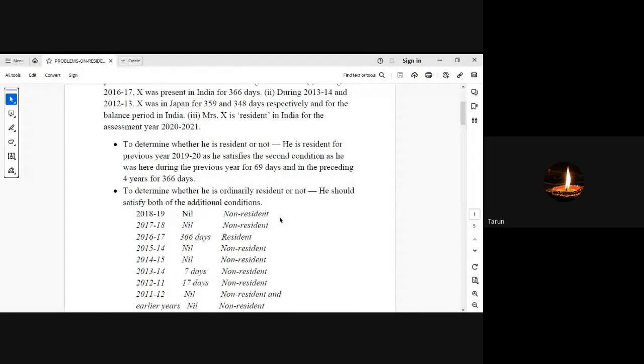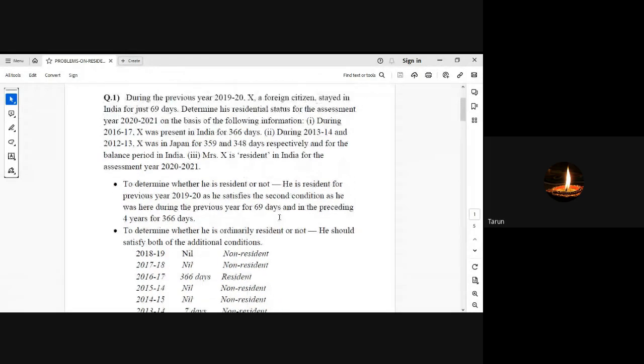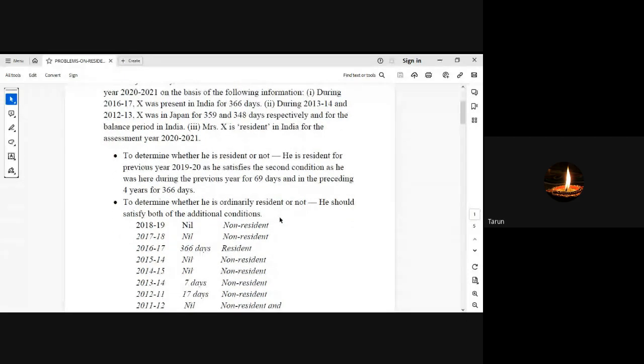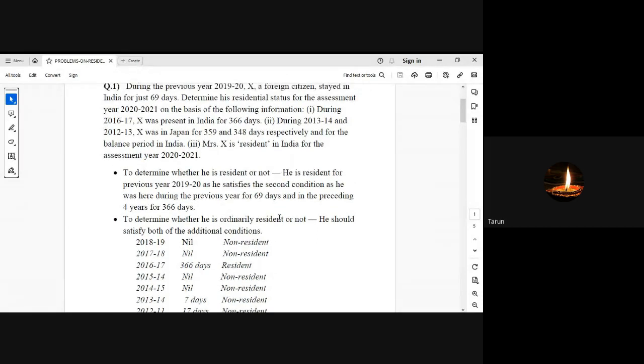Is any information given to you for 2018-19 in this question? Information has been given for 2016-17, 2013-14 and 2012-13. For 2018-19, none of the information has been given, so nil. If no information is given to you on how many days he has stayed in India, you become a non-resident. Now we come to 2017-18. No information given in the question. Nil. For 2016-17, these years also are considered based on the question only.